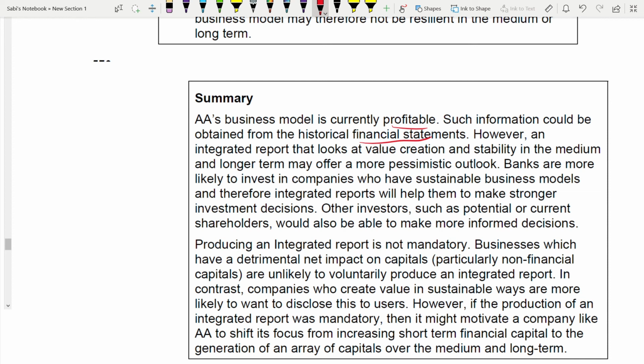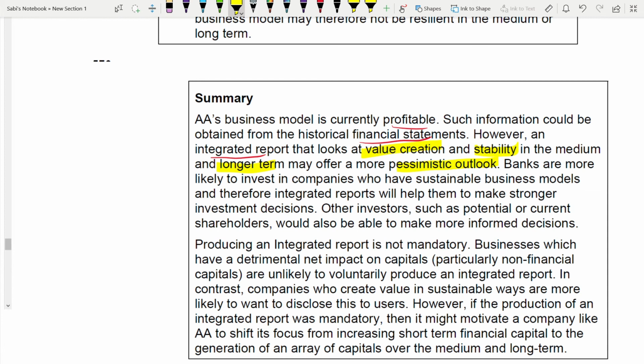But what does integrated reporting look at? The main thing that it looks at is value creation. How much value you have created using the six capitals. That's what integrated reporting looks at. And also the stability, whether they are going to be stable or not in the longer term. This may offer a more pessimistic outlook, because everything was negative. They are not investing in the human resource, they are not recycling, they are exploiting their overseas workers. All those things are negative.